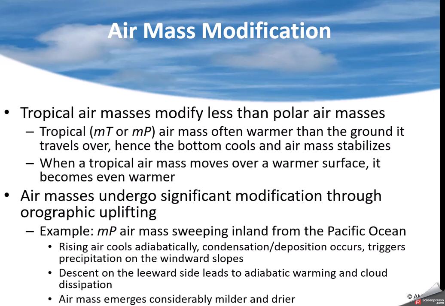So, interestingly, tropical air masses modify less than polar air masses. Why is that? Well, they tend to form over warmer areas, and when they're traveling, the bottom cools, but the air mass stabilizes, which keeps the whole profile of the air mass more warm, moist.